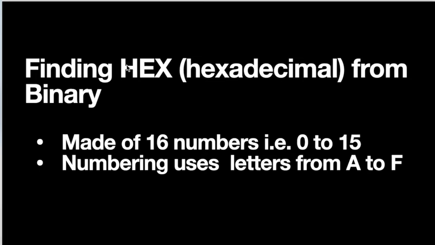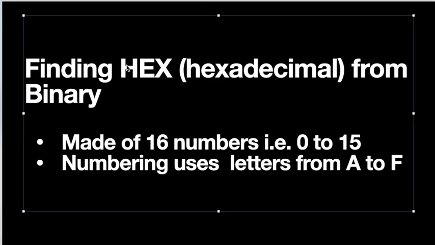And now we are looking at the third numbering system, that is hex. Now hexadecimal, if you talk about the speciality of this numbering system, it's made of a total of 16 numbers, that is from 0 to 15. Only thing is, instead of using 10, 11, 12, 13, 14, 15, they use the letters A to F. Let's see how it looks.